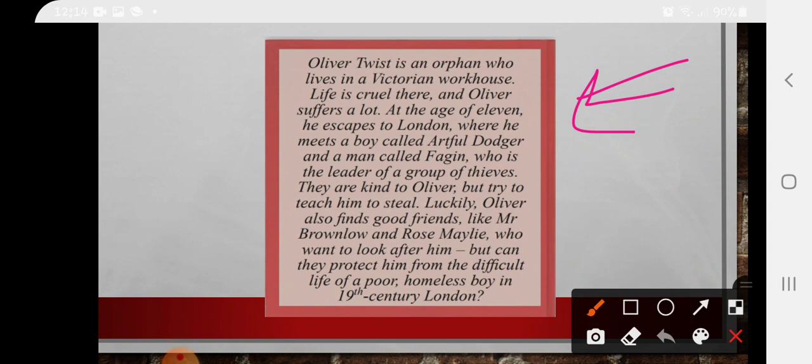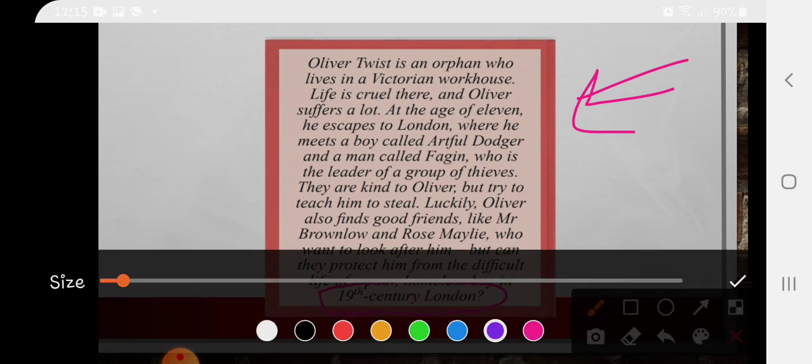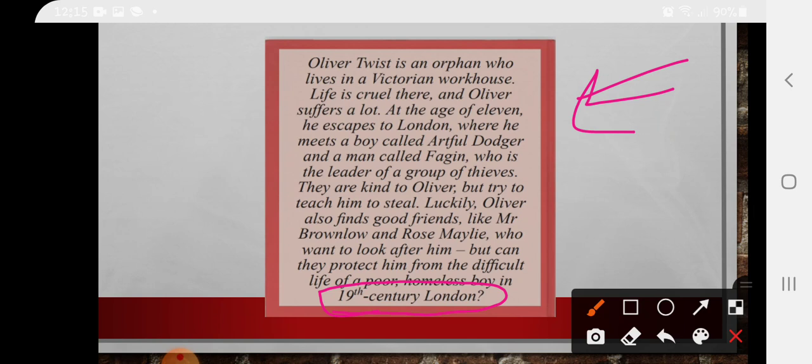Now, the questions that you have to answer: we have 2 questions in your books, at the top of page 62. After reading the blurb, we have to know where and when does the story take place. Where, we mean a place. When, we need a time. So when and where does the story take place? It takes place in the 19th century in London, right?